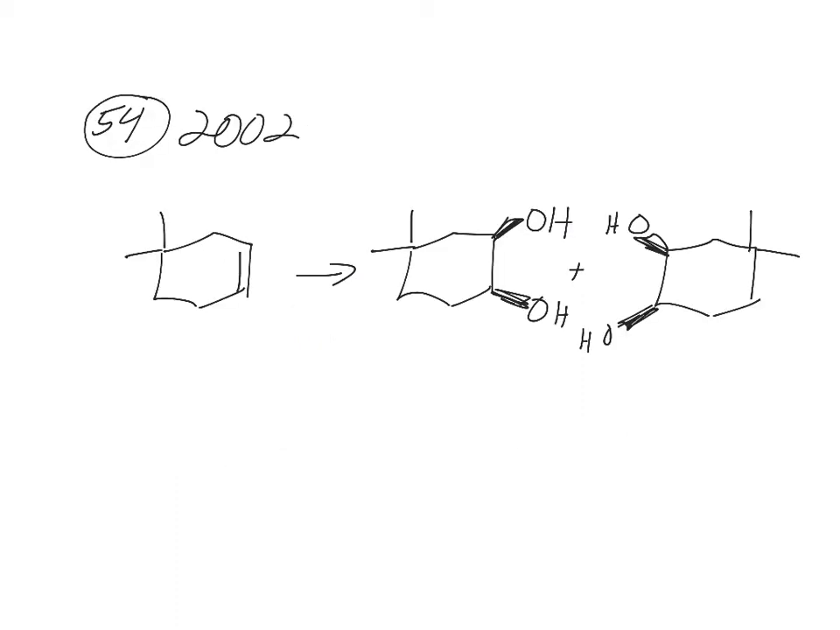Number 54 in 2002 asks which conditions are most likely to produce the products shown. Before you look at the answers, just look at this and say, okay, what happened? So this is alkene chemistry. It involves an alkene, and it looks like they added 2 OHs. What are these two things to each other? What's their relationship to each other?